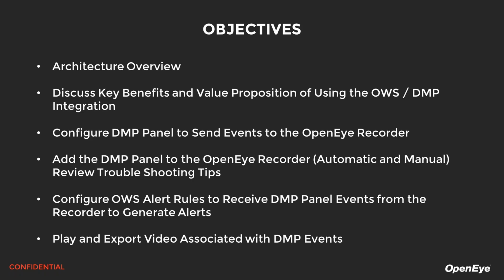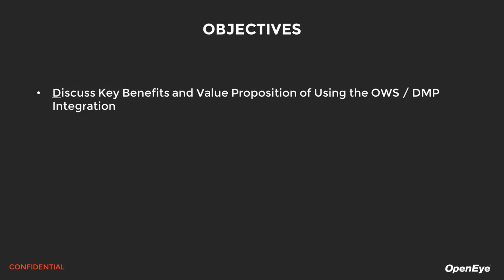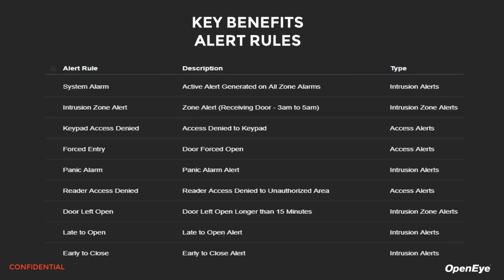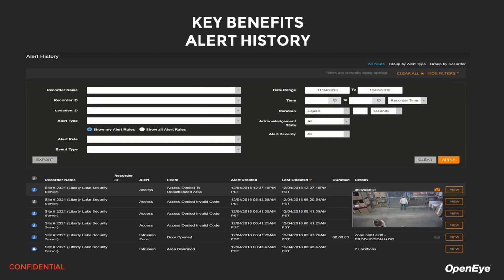With the data flow overview complete, let's discuss the key benefits of the integration. And we'll start with the alert history. Alert rules can be generated to accommodate numerous event types, from intrusion to intrusion zone alerts to access, video analytic, and health alerts. OWS provides the ability to always be informed of events happening in your environment.